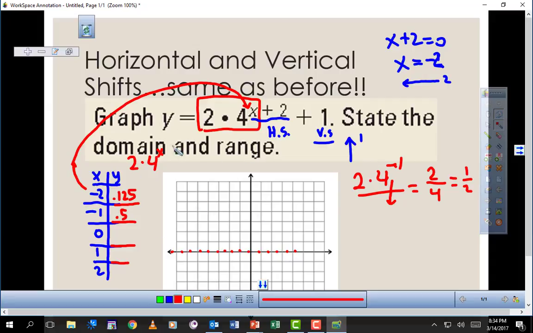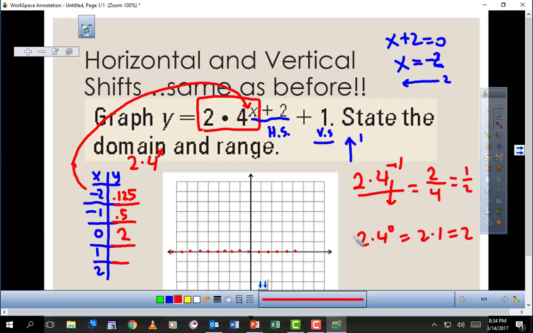Okay, so just keep going through here. Now, the next point would be 0, so we're going to have 2 times 4 to the 0. Well, that, of course, is equal to 2 times 1, because anything to the 0 power is just 1. And so that's simply equal to 2. And so, we'll just keep going here.